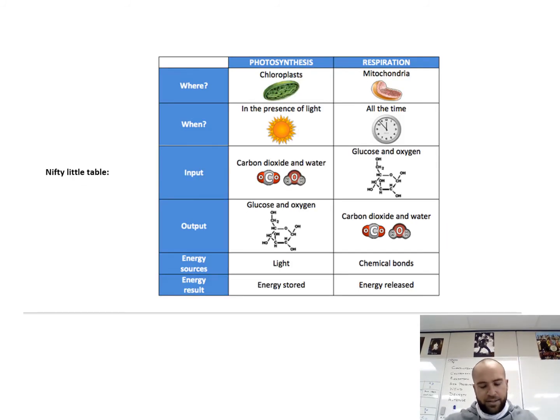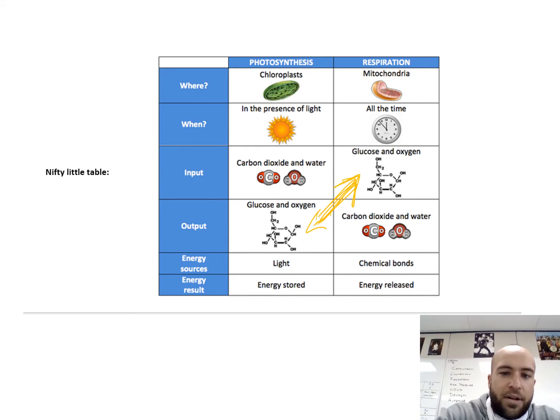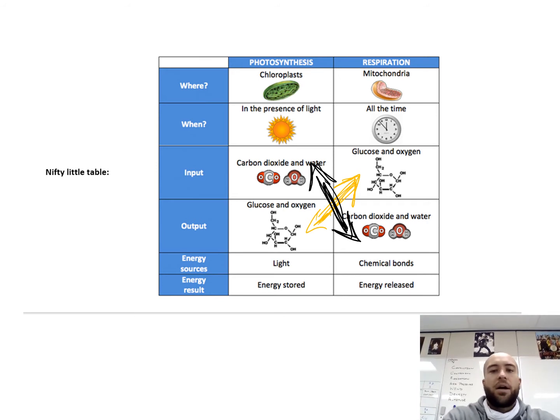Okay, I like this little table down here, and this is the same table that you saw in your notes the other day. Notice that these are inverse. What goes into photosynthesis is what comes out in respiration, and vice versa. When do they happen? Well, cells respirate all the time in the light or the dark, and photosynthesis is going to take place in the presence of light. Where does it happen? Photosynthesis, and again, look at those vocab words in the top right, takes place in the chloroplast. Respiration takes place in the mitochondria.